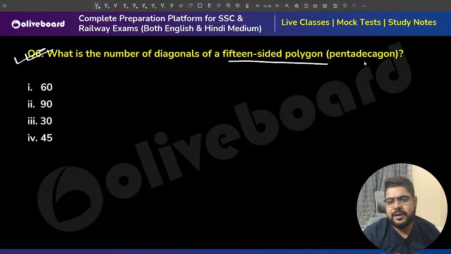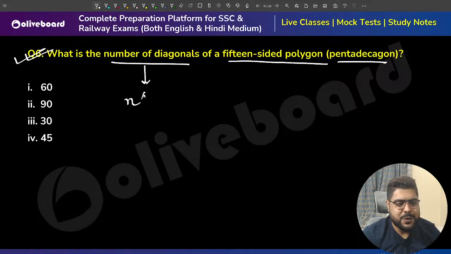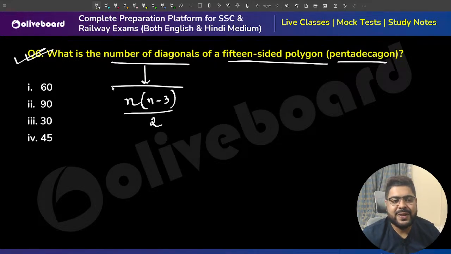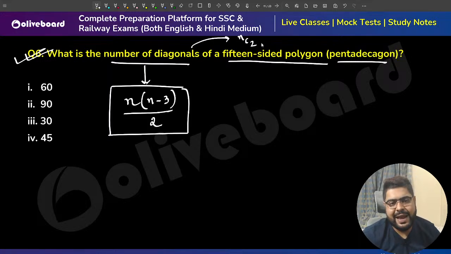A 15-sided polygon is called a pentadecagon. So, the number of diagonals formula: if you don't know it, please remember n into (n minus 3) by 2. This actually comes from nC2 minus n. If you calculate nC2 minus n, you get this.